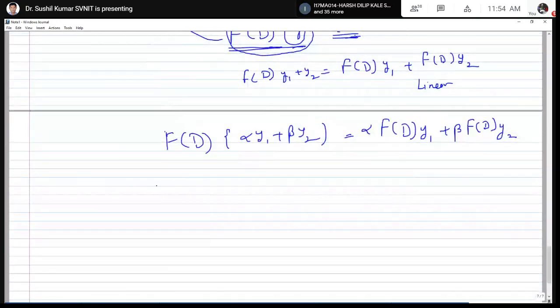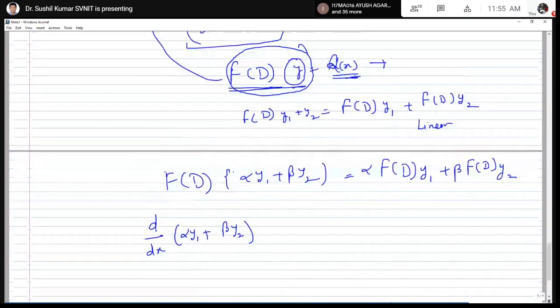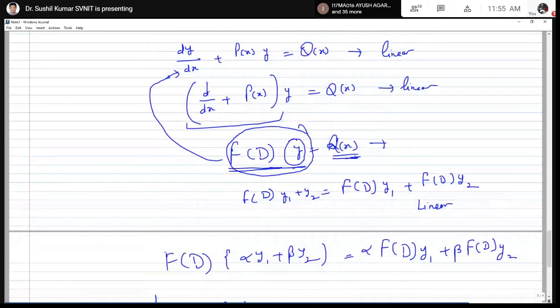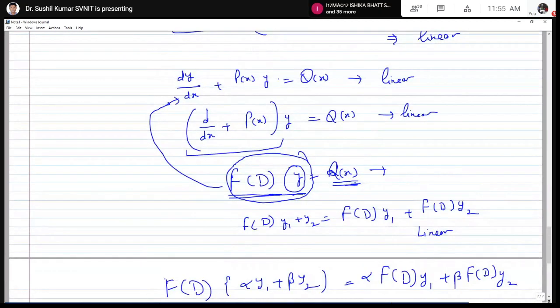So the equation is d over dx of y. So I'll write here alpha y1 plus beta y2. It is the same thing whether you put it here also. If you put it here, then again you have to put the value of f D. Then again we'll have to consider this part. Okay, so I'm directly using this part. f D y means this part, this left side part.